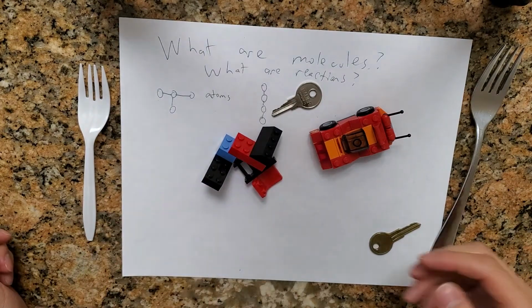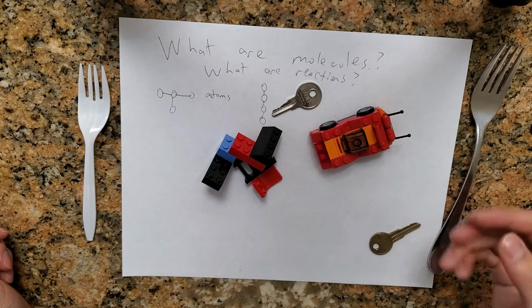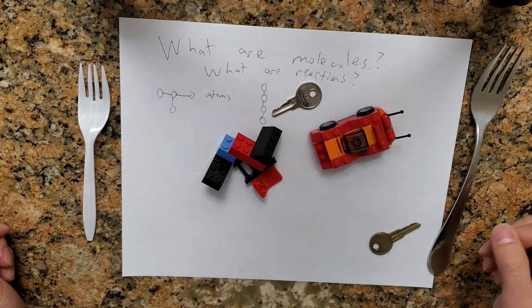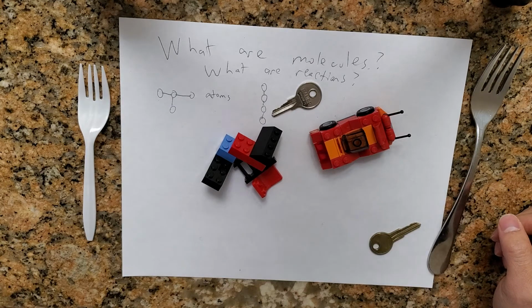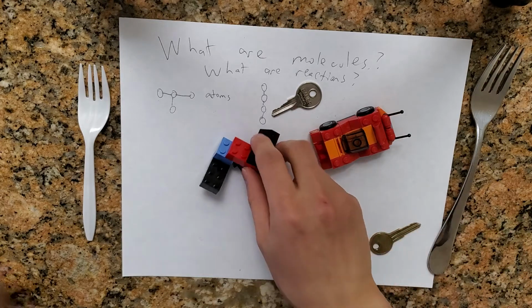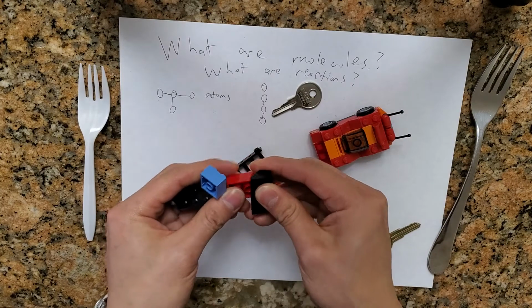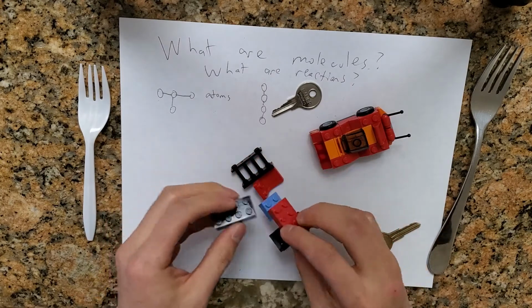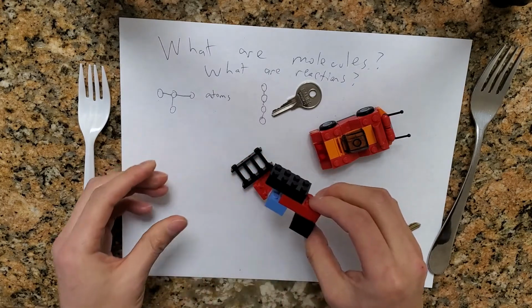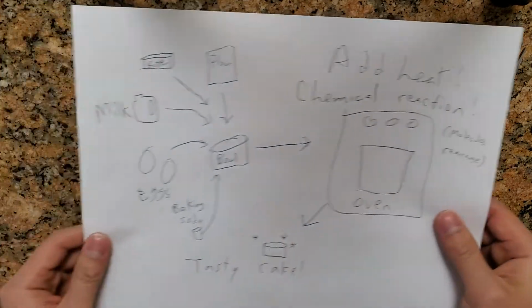So how can atoms join together to form molecules? That's what reactions are. So reactions are when these molecules made of atoms, when they connect together in different ways because of the reaction. So here's an example of that.